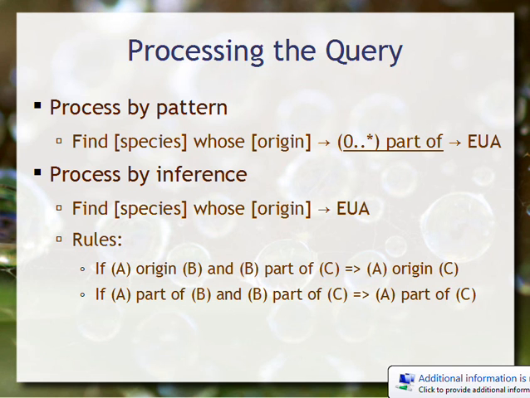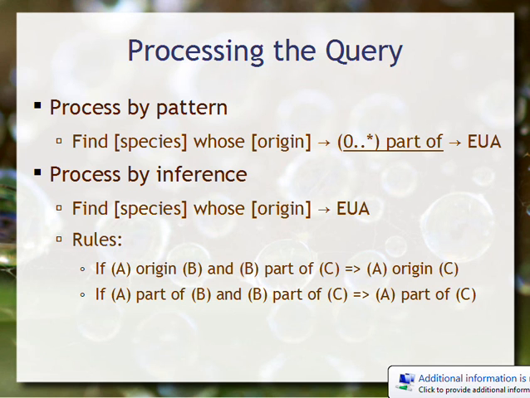Another way to do it is if your graph becomes something like an ontology. So for example, if you are working with RDF, this is much more an ontology, and then you can start doing inference. I can produce rules telling that if A has origin B, and B is part of C, then A has origin C. And I can also tell that if A is part of B and B is part of C, A is part of C, which is transitivity. So in this case, my query will be simple: find a species whose origin is United States. And by applying these rules, it will find the correct answer.